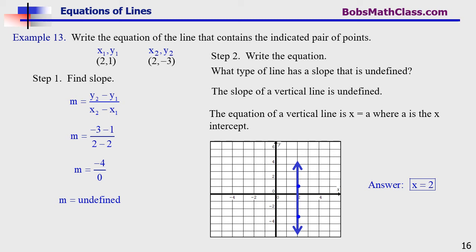Now looking at the original problem, does it make sense that it's x equals 2? Yeah, look at the x values. They're both the same. So anytime you see that pattern, when the x values are the same, the answer is going to be x equals that number. If they were both 7s, then it would be x equals 7.